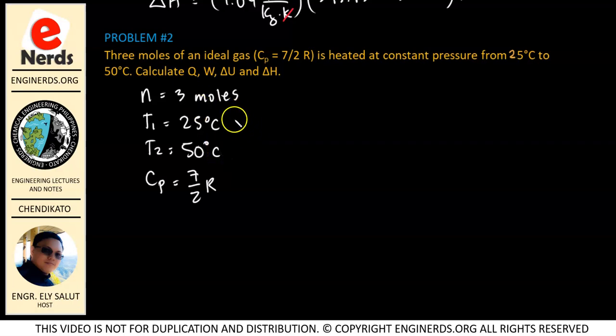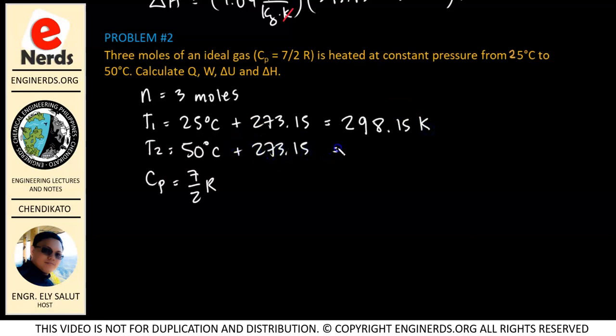Okay, so let's say we'll add 273.15. So we have 298.15 Kelvin. And here we have 323.15 Kelvin. Alright, now we could start solving for our required values.